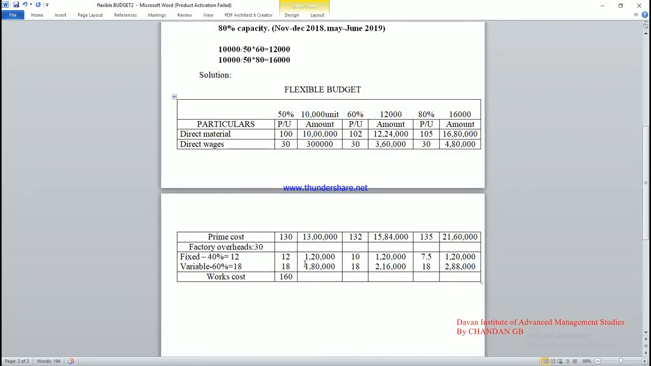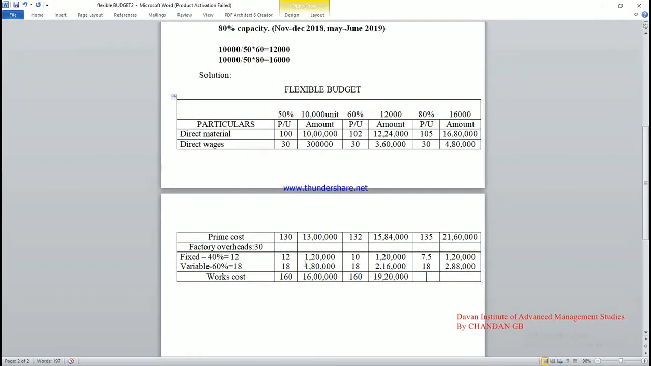13 lakh plus 1 lakh 80 plus 1 lakh 20,000. That is 16 lakh rupees. Next, 132 plus 18 plus 10, 160. 15 lakh 84,000 plus 2 lakh 16 plus 1 lakh 20. That is 19 lakh 20,000 rupees. See, with your calculation only please add. You'll get the answer clearly.